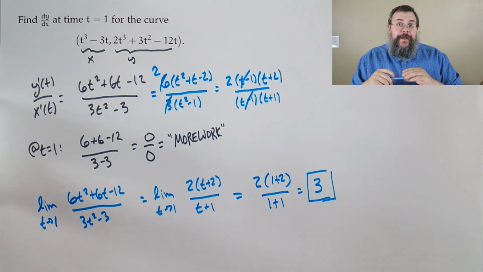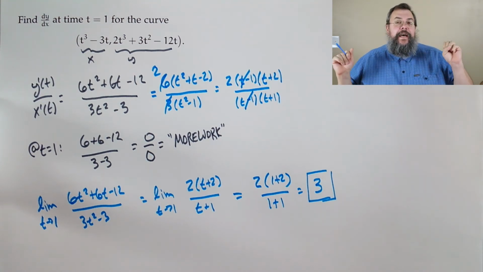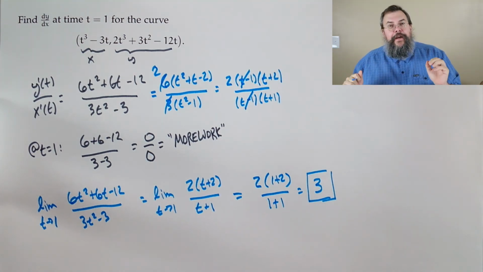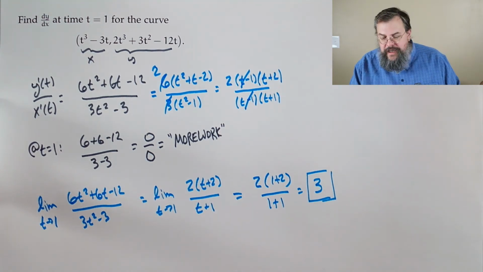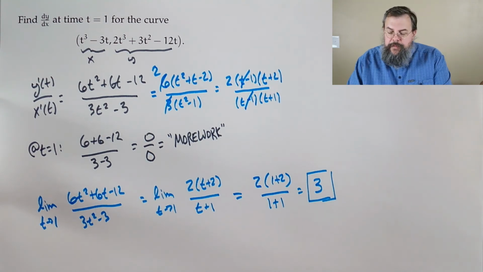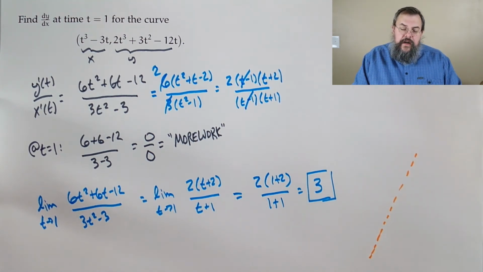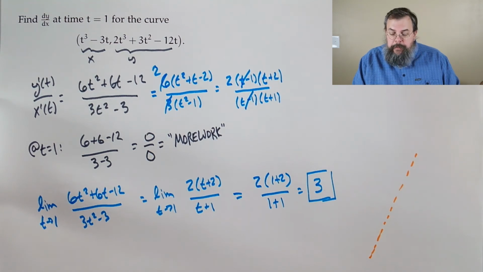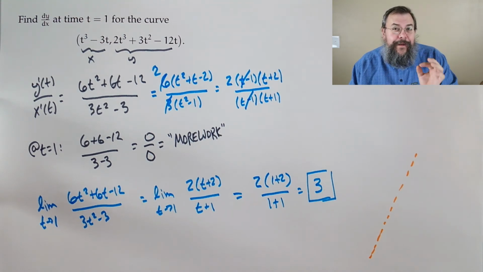Before we walk away from this one, you might ask, does that mean our tangent line has slope 3? Yes, that's a good way to think about it. But oftentimes when you have this 0 over 0, something a little bit interesting is going on. I don't know exactly where we are at time t equals 1, but we know we have a slope of 3 here. What tends to happen with this type of behavior is that it locally won't actually look like a line.